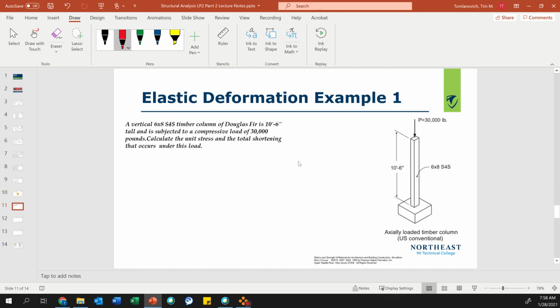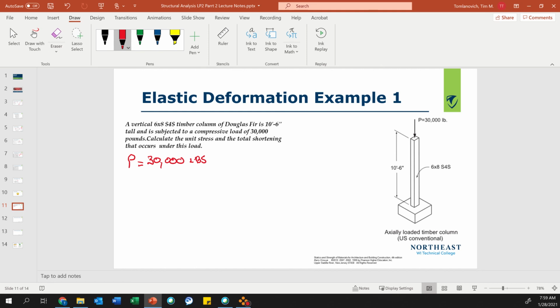A vertical 6x8 S4S timber column of Douglas fir is 10 foot 6 tall and is subject to a compressive load of 30,000 pounds. Calculate the unit stress and the total shortening that occurs under this load. Let's define our variables. P equals 30,000 pounds. Start defining your variables.